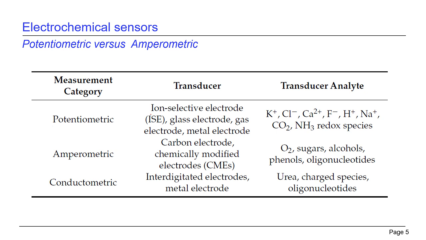Let's spend a moment to compare and contrast amperometric to potentiometric. Of course, we just went through a lot of discussion earlier about the ion-selective electrode and the way in which these particular charged particles could be detected. We now have a slightly different situation, okay, where the transducer is a carbon electrode or chemically modified electrodes, and we get to things like measuring oxygen, sugars, and alcohols. And these are important primarily for glucose measurement. And of course, conductometric is a little bit different, and we're not going to really touch on that, but it's very powerful in urea and charged species as well.